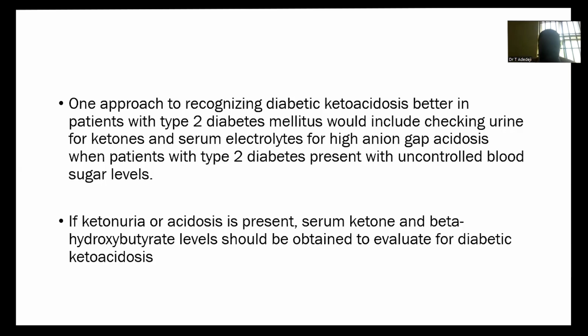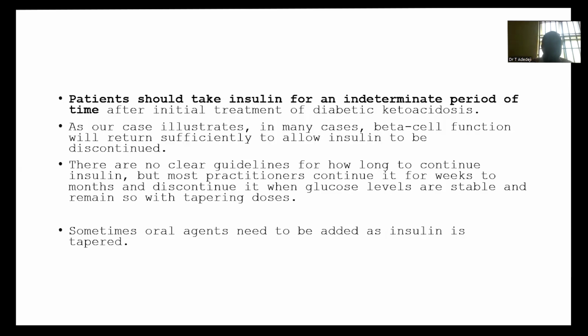If ketonuria or acidosis is present, serum ketone and beta hydroxybutyrate levels will be obtained to evaluate for diabetic ketoacidosis. Patients will take insulin for an indeterminate period of time after initial treatment of diabetic ketoacidosis. As this case illustrates, in many cases, beta cell function will return sufficiently to allow insulin to be discontinued in most cases. There are no clear guidelines for how long to continue insulin, but most practitioners continue it for weeks, months, and continue it when the glucose levels are stable and remain so with different doses.